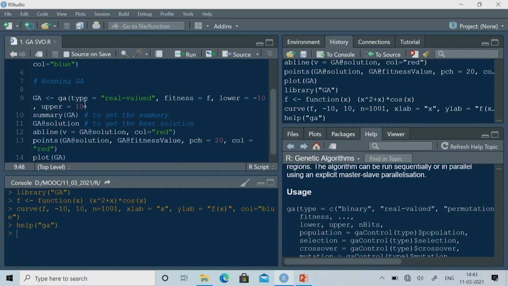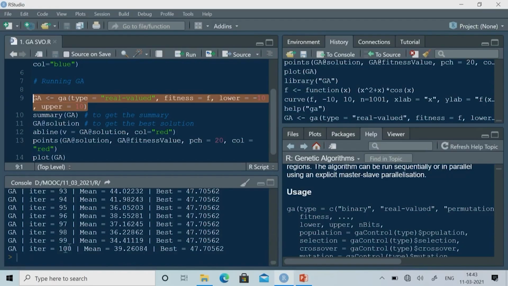Now if I run this particular line, GA will solve this problem and will try to find the global maxima of this function. So, let us run it. There are 100 iterations, and that is the default value. If you are not giving it, the iteration count will be 100. You can see that GA has been executed, and finally it reached the 100 iteration.